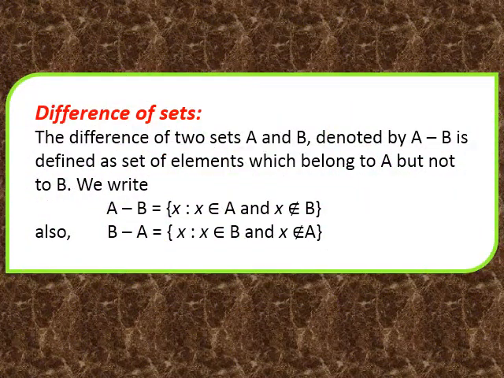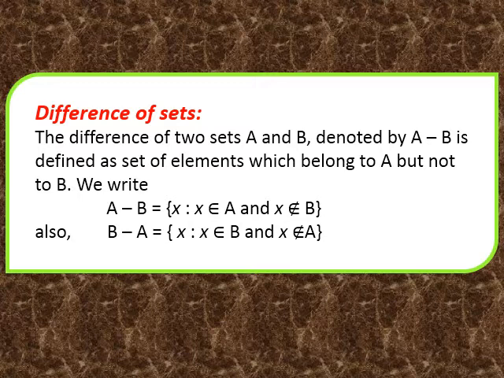Next we have difference of sets. The difference of sets A and B is denoted by A minus B. If I am saying A and B, then A minus B, and if I am saying B and A, then it means B minus A. So A minus B is defined as the set of elements which belong to A but not in B. Clear? If A minus B, what does it mean? Elements of A but not in B.